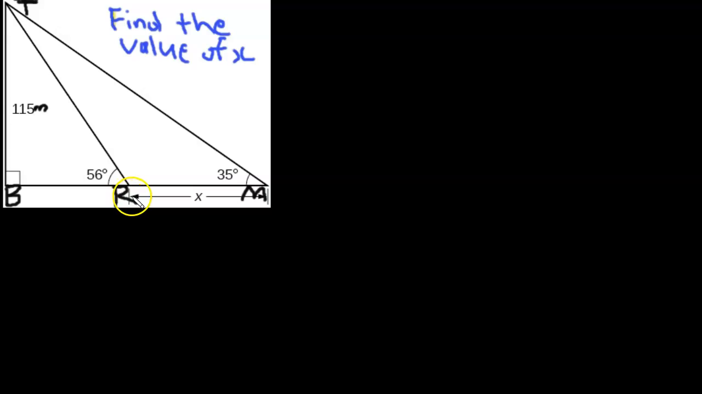What can we do? Now, if you'll notice, what we have there is actually two right-angle triangles, depending on your perspective. You could look at T, B, M as a right-angle triangle, and you could look at T, B, R as another right-angle triangle. So how can we find the value of x? You want to attempt this one? Pause the video, attempt it.